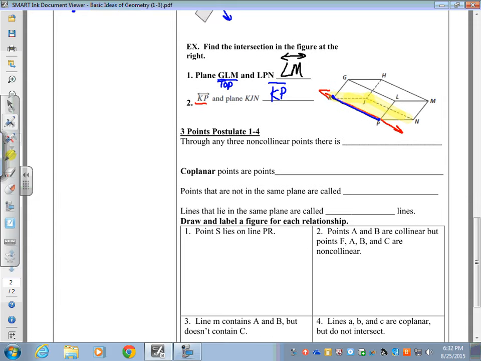So our last postulate, which is our 3-point postulate, states that through any 3 points, remember they have to be non-collinear points, there is exactly one plane. Alright, so that might help you get an idea of a main idea statement or something to put on the left side, because you're responsible for that.